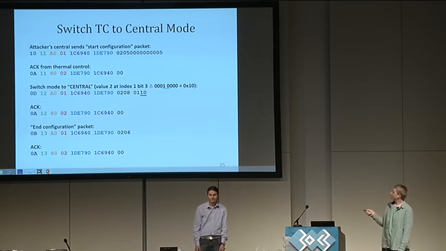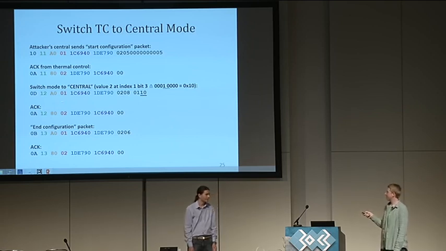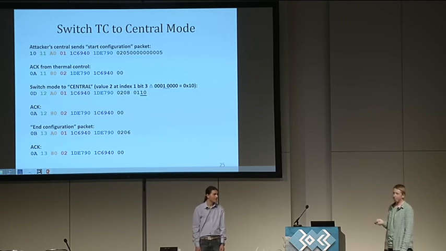Setting a configuration parameter starts with a start configuration packet and ends with an end configuration packet. In between is the packet to actually set the configuration parameter, which is encoded here in the last byte. A lot of information for one byte, but yeah. And in between are acknowledge packets so that HomeGear knows that the packets were really received.